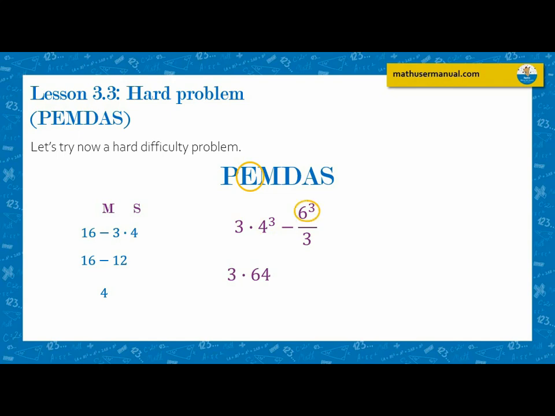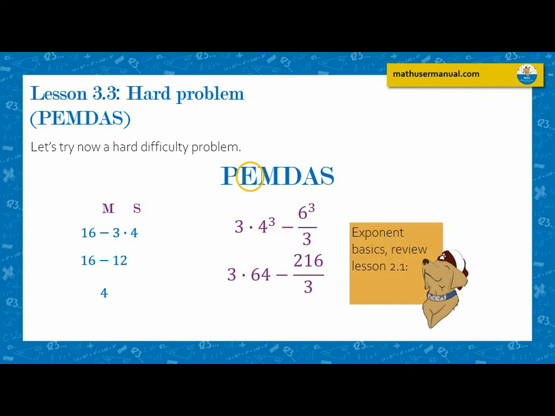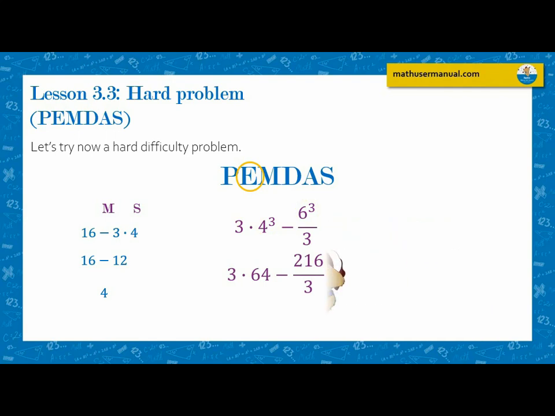And we also have the 6 to the power of 3. 6 to the power of 3 is 216. If you don't remember how to do exponents, you can always review lesson 2.1 about exponent basics, and you will understand how we get the 4 to the power of 3 to turn into a 64, and the 6 to the power of 3 to turn into a 216. We finished with the exponents, so now we do the multiplications. Is there any multiplication? Yes, we have 3 times 64, which is 192.